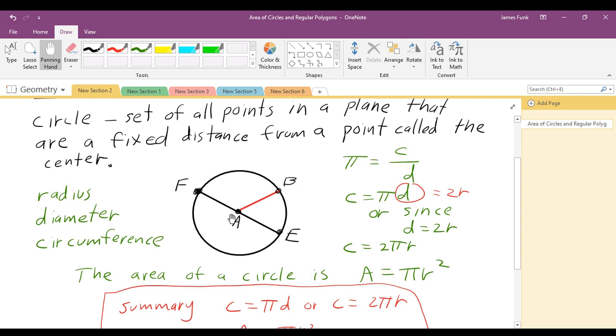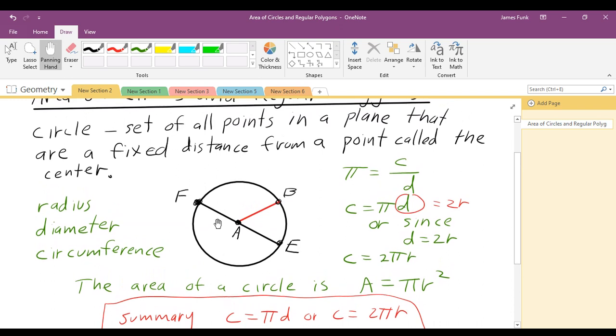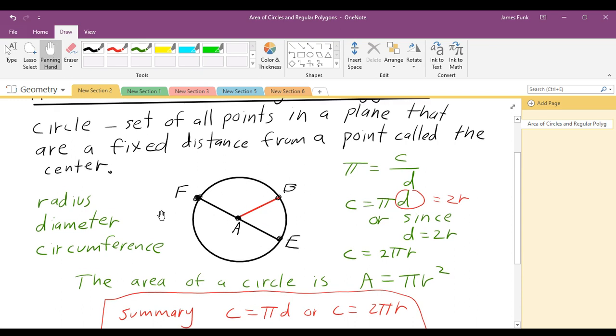Anyway, point A is the center of our circle. And we've got some vocabulary associated with a circle that we want to talk about. Radius is a line segment connecting the center with a point on the circle. So AF is a radius, AB is a radius, AE is a radius. A diameter of the circle is a segment which has 2 points on the circle, but which also passes through the center. So segment FE is a diameter.